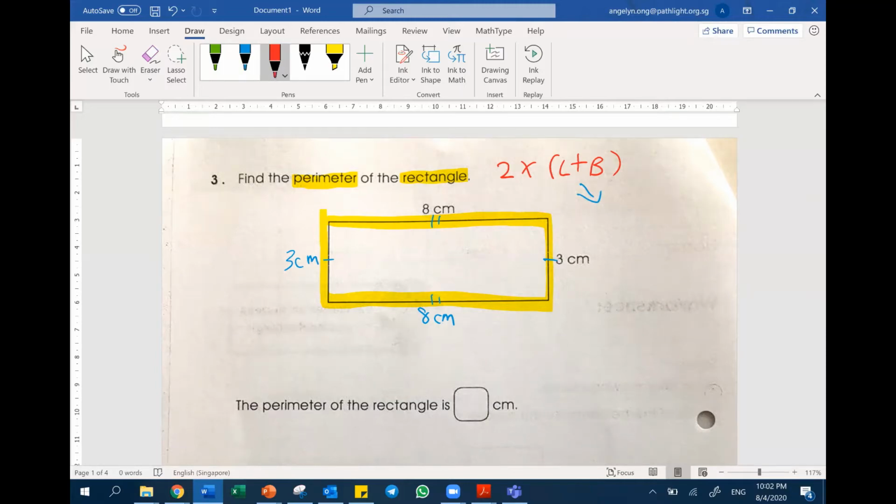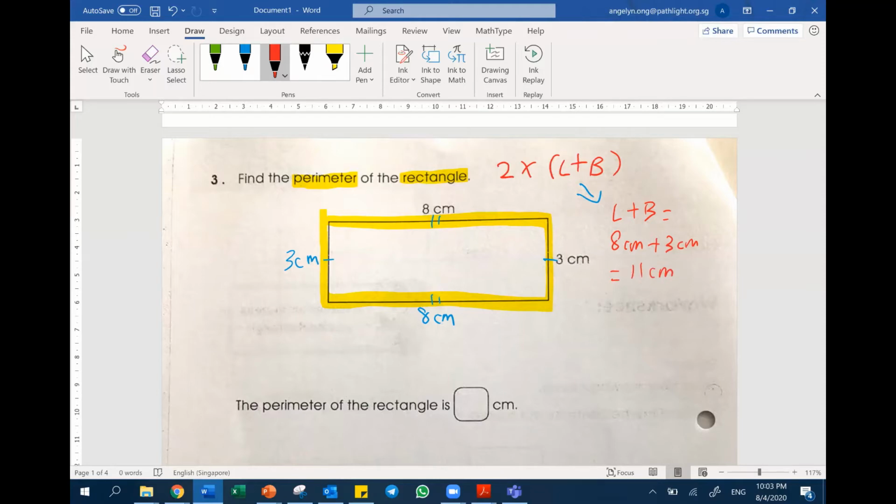So first I'm going to add length plus breadth, which is equals to, the long side is length, 8 cm, plus short side, which is 3 cm. And that will give me 8 plus 3 is 11 cm. So this is step number 1. Step number 2, we're going to multiply by 2.